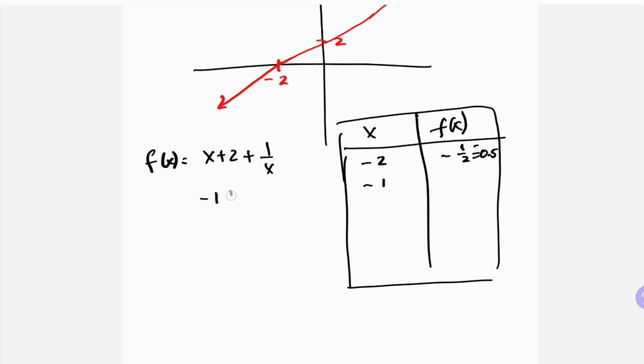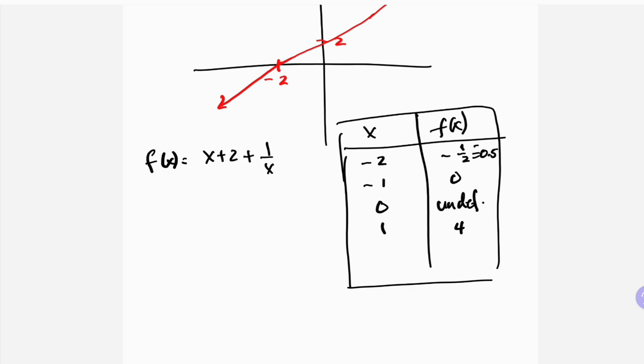If it's negative 1, this is now negative 1 plus 2 minus 1, which means it will just be 0. And if it is 0, then 0 plus 2 over 0, of course, would be undefined. And that means that, in a way, is your vertical asymptote, because it's undefined. And if it is 1, so 1 plus 2 plus 1, then this will be 4.